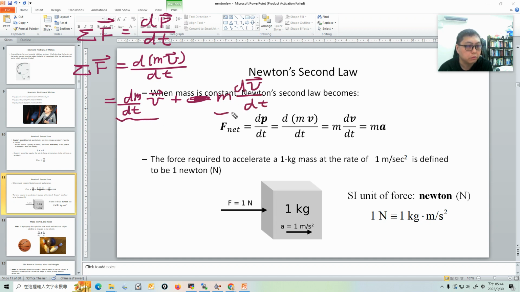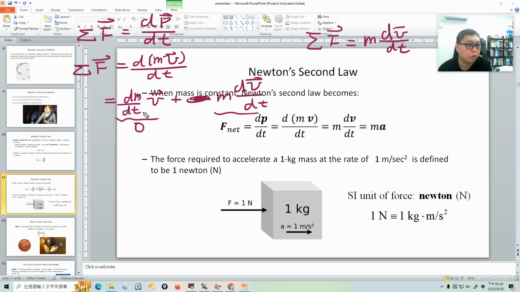Okay, we have two terms. And these two terms, from a simple problem, the mass doesn't change with time. So the derivative of mass with respect to t is 0. So we will have the left side, F equals m dv over dt.